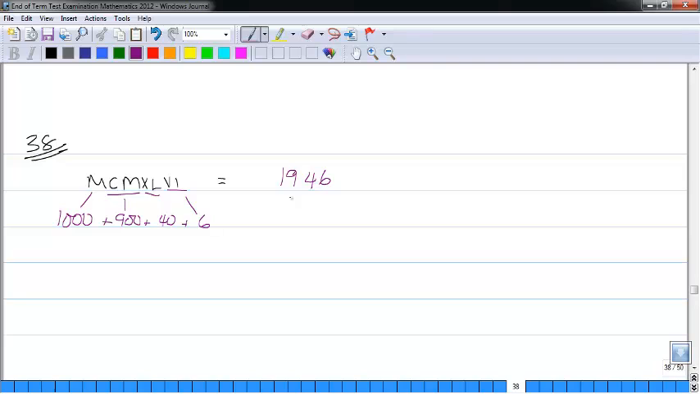So in answer to our question, MCMXLVI represents the year a church was built. What year was that? Our answer would be C, as in 1946.